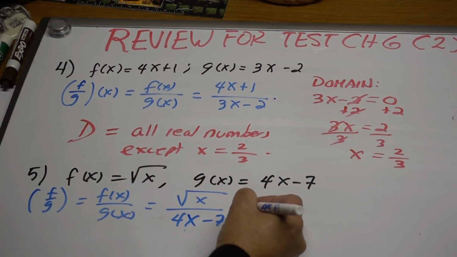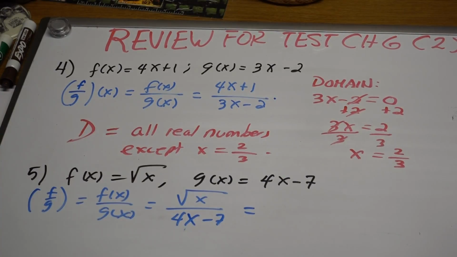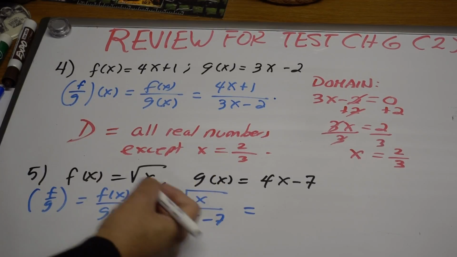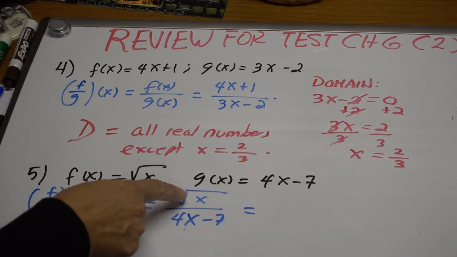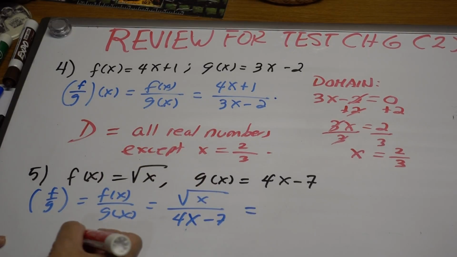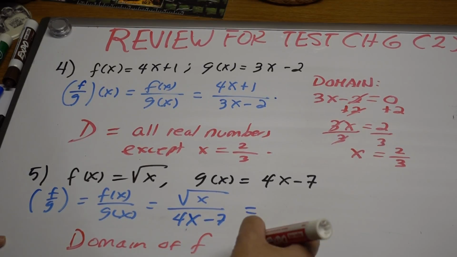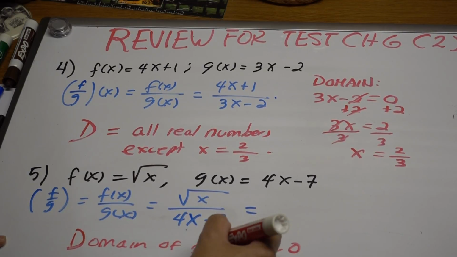In this case, we need the intersection of these two domains, because the domain of the division is the domain that works for both of them, the overlapping domain in common. The domain of the top function f is all real numbers greater than or equal to 0. The domain of f is x greater than or equal to 0.